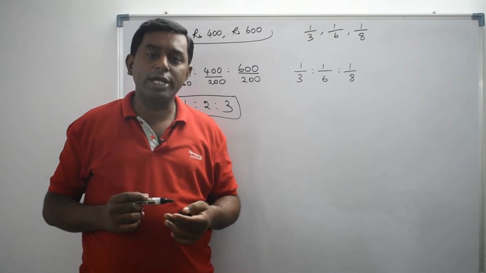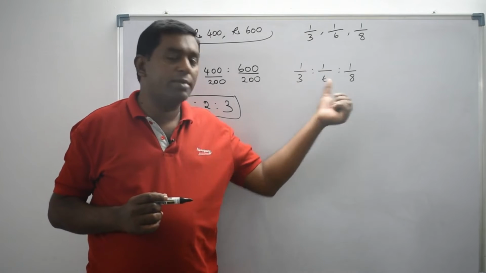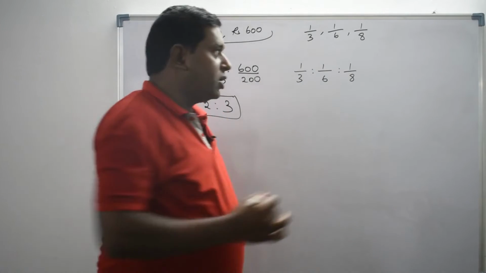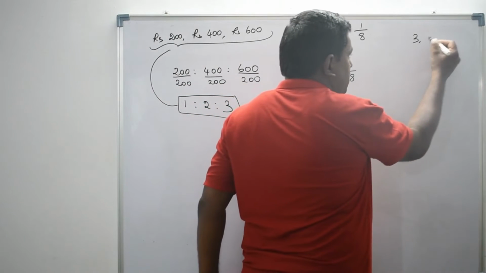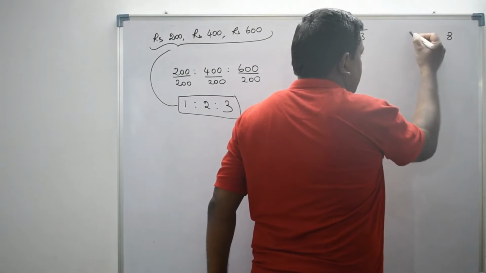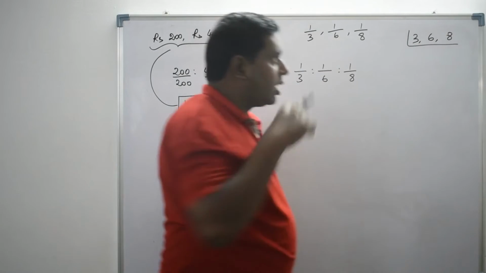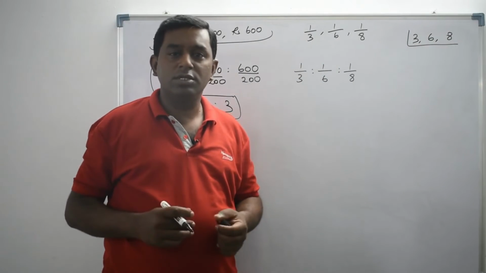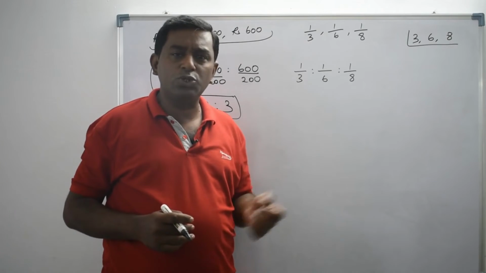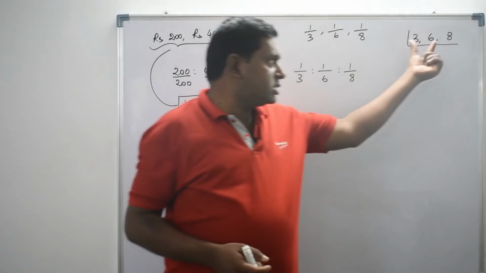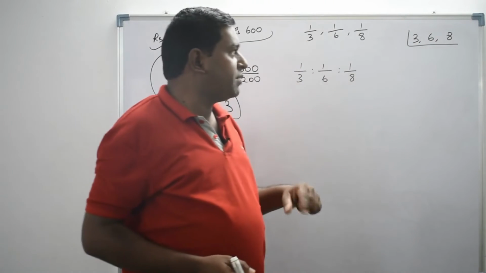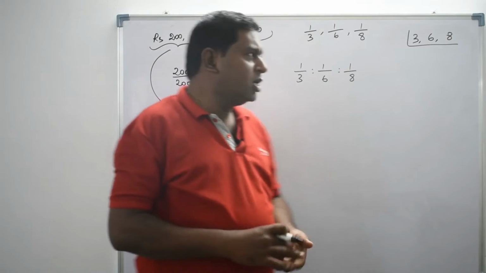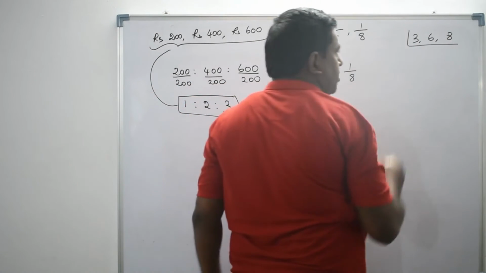To do that, I have to find the least common multiple of the 3 denominators 3, 6 and 8. Is there any common divisor for all the 3 numbers 3, 6 and 8? No. Is there any common divisor at least for 2 numbers? Yes. For 3 and 6 there is a common divisor 3. Otherwise we can get a common divisor for 6 and 8, that is 2. Let's choose the first and second numbers.